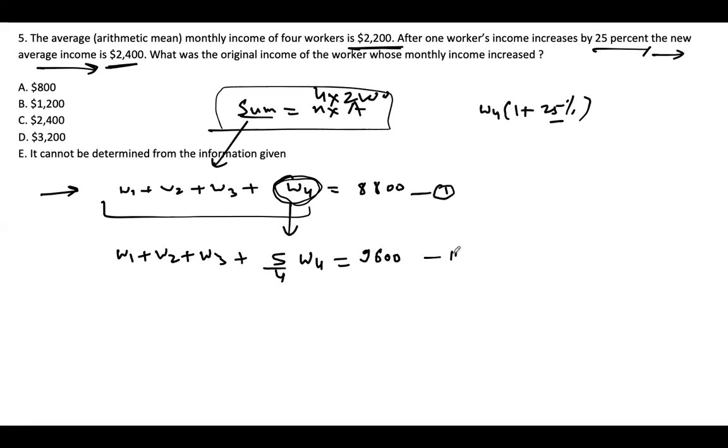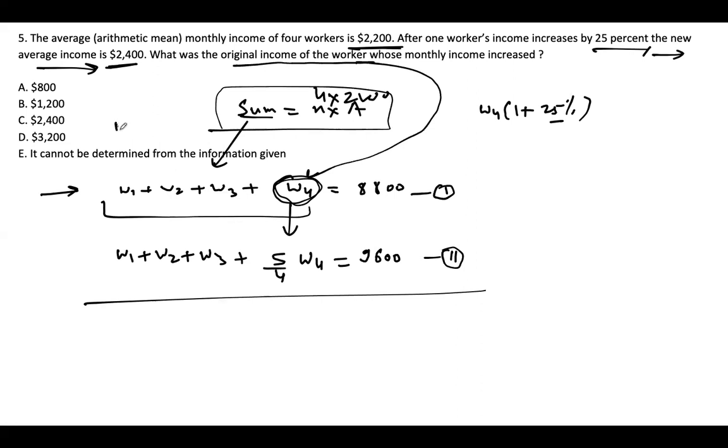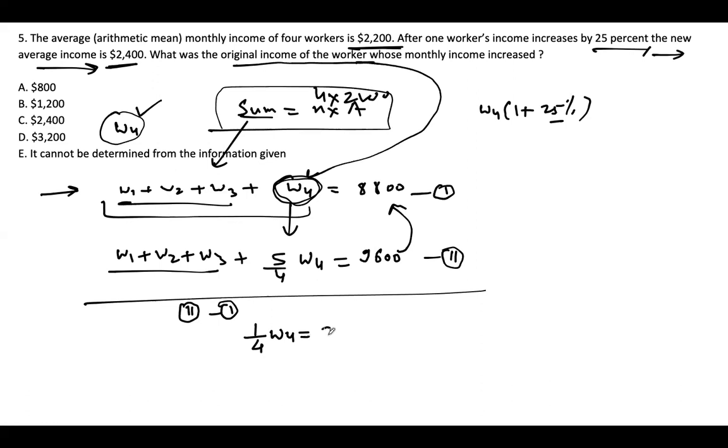And what is the question asking? What was the original income of the worker whose monthly income increased? So we need to find the value of W4. How to do it? We can just subtract. 2 minus 1, so this and this will get cancelled. We'll be left with 5 by 4 W4 minus W4. So 5 by 4 minus 1 would be 1 by 4 W4 is equal to 96 minus 88, which is 8, 800. So W4 comes out to be 3200.